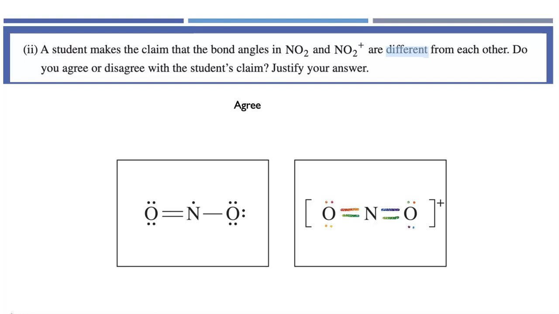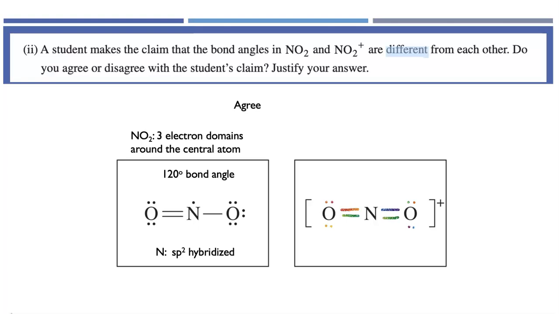What should I write? Well, I like to think about how many electron domains are around my central atom. So in the left-hand molecule, the NO2 molecule, there are 3 electron domains around the central atom. I've got 2 atoms bonded, and then I've got that single electron. But it's still 3 electron domains. Now, I could also talk about the nitrogen being sp2 hybridized. I don't need to do both of these. I need to do one of them. Either way, I'm going to decide that this would give me a bond angle of 120 degrees.